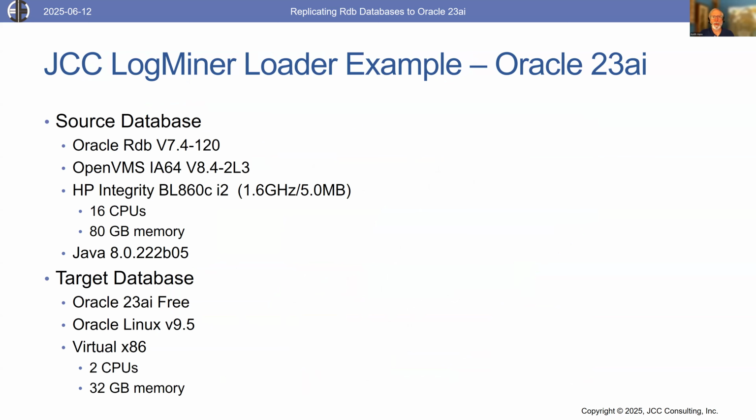In this example, we're going to use a source database in RDB using version 7.4-120, so a recent version. We're running on OpenVMS on Itanium with pretty much the latest OpenVMS version on Itanium, running this on an HP Integrity, actually, in this case, a BL860C with 16 CPUs and 80 gigabytes of memory, and we're using a recent Java version.